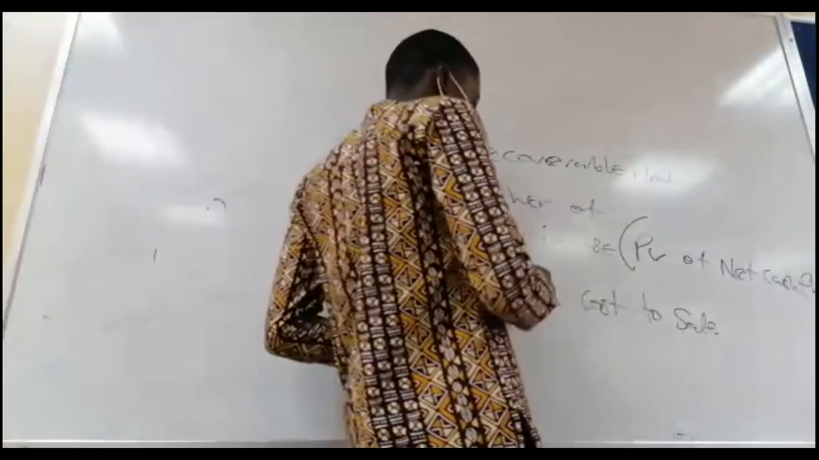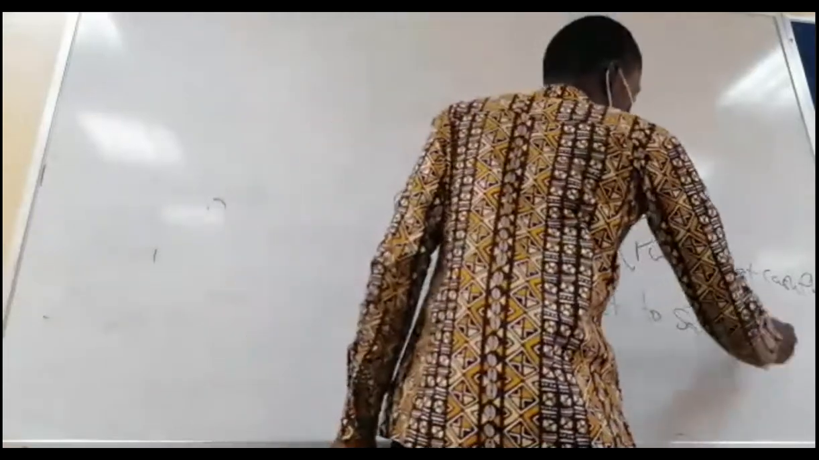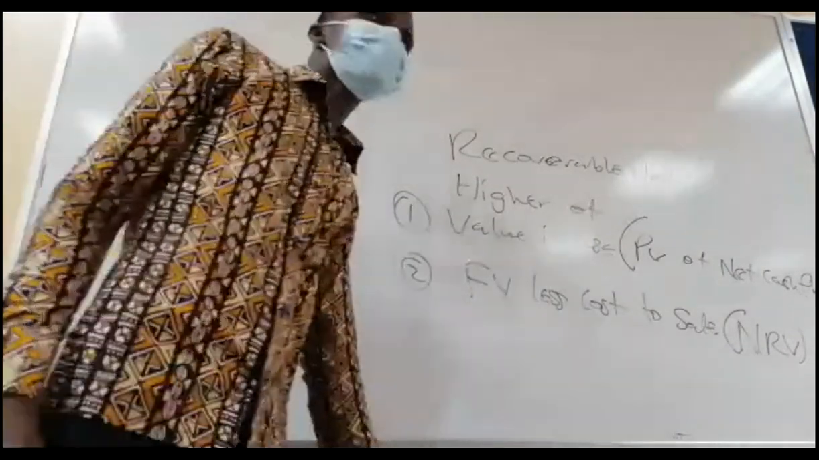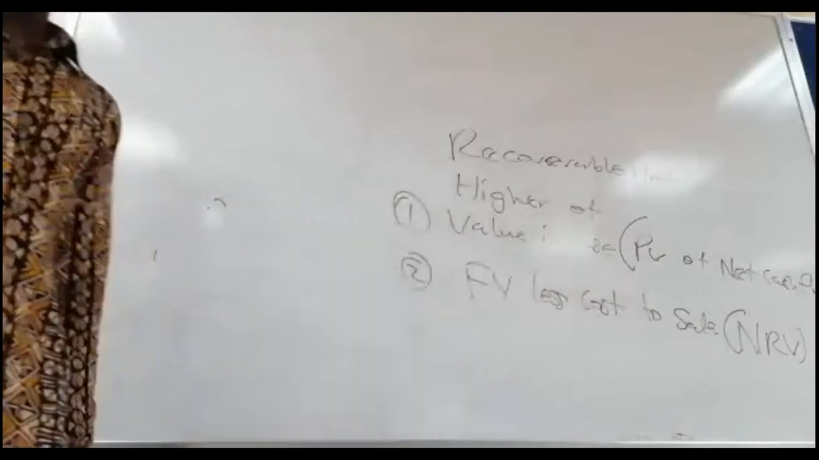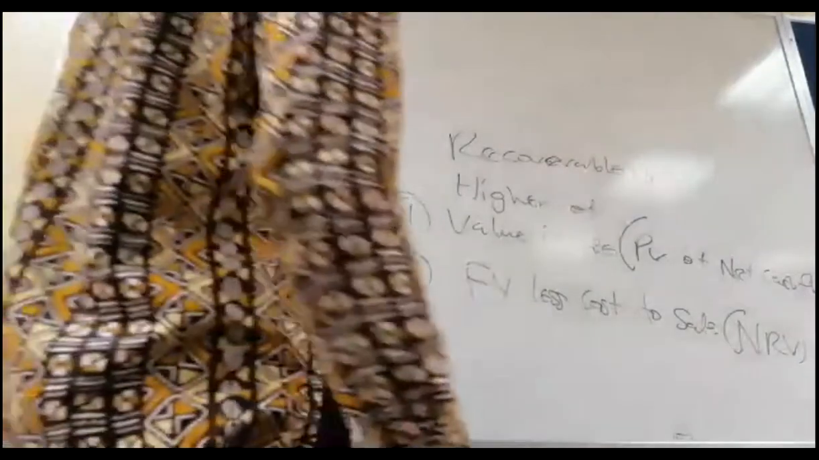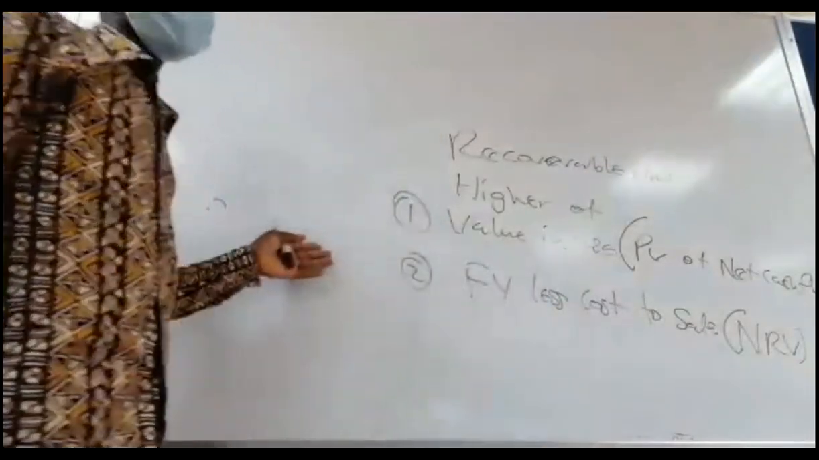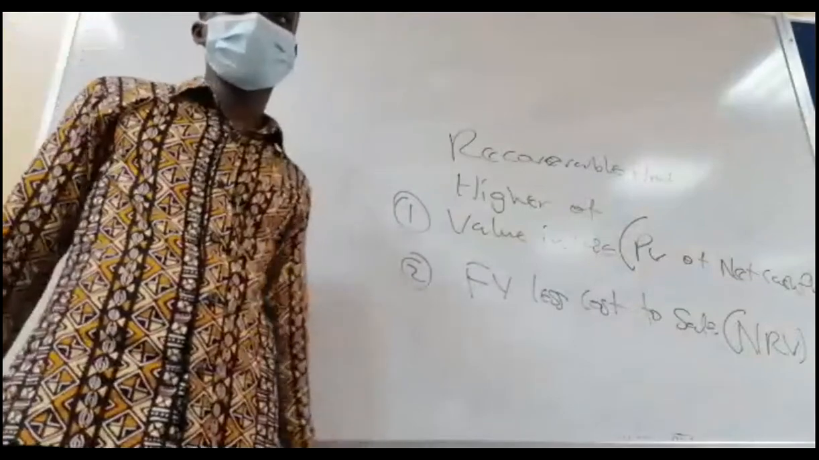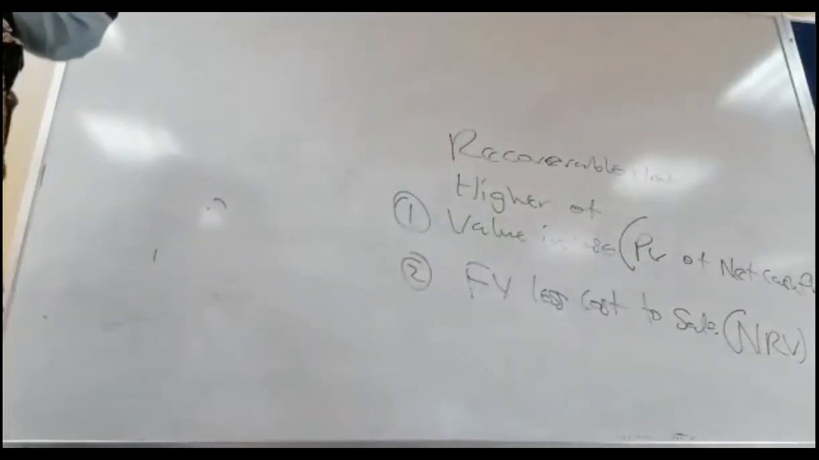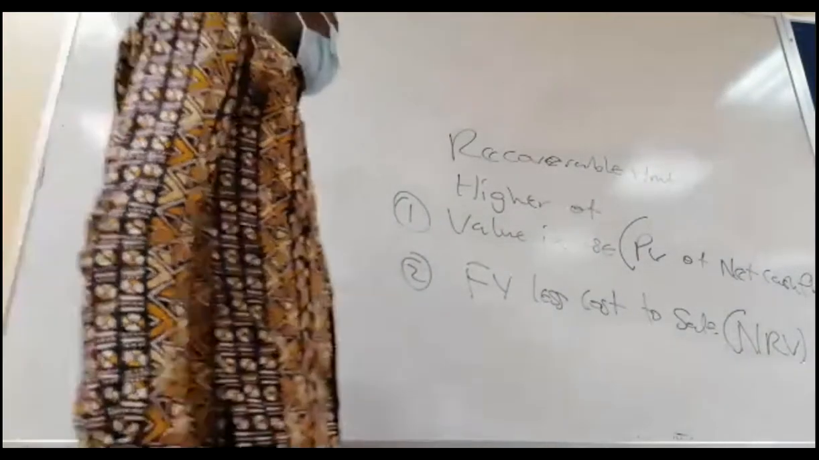Then versus fair value less cost to sell, which is the same as the NRV. So fair value less cost to sell is the same as the NRV. You compare and select the highest one, because as a rational human being, you maximize the profit. Whatever you can recover must be high. So that is how we determine the recoverable amount. You compare and then select the highest value.